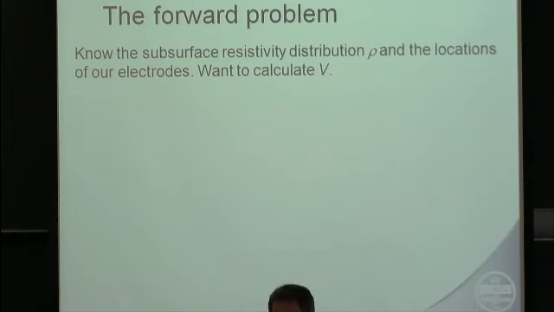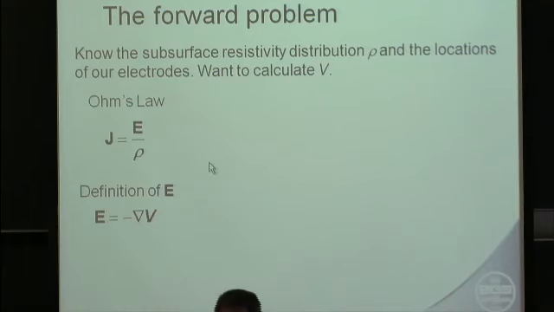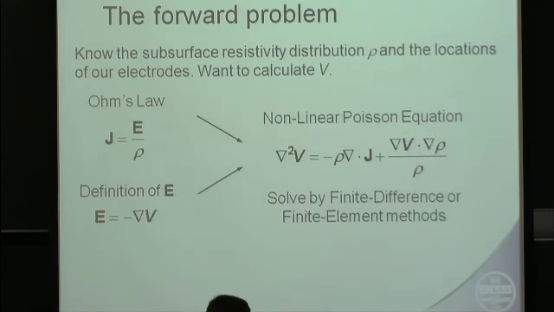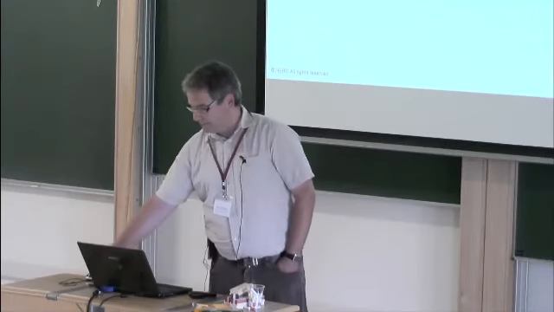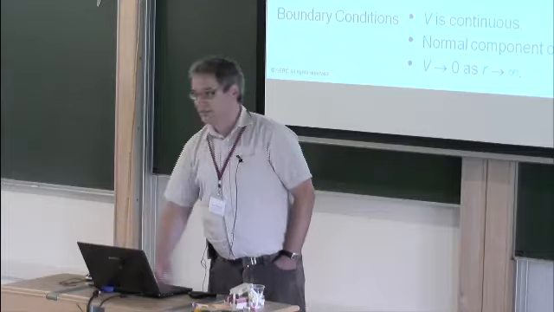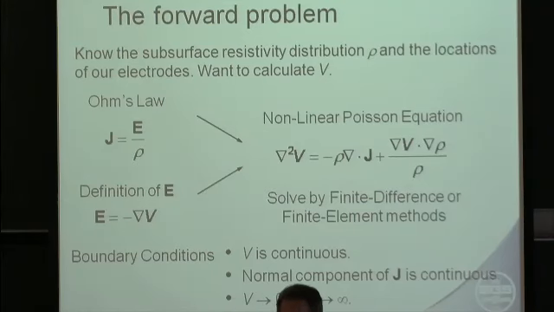Now, to image the subsurface, we need to solve an inverse problem. Of course, the forward problem is easier, so I'll talk about that first. In the forward problem, we know what the subsurface resistivity distribution is, we know where our electrodes are, and we want to calculate the potentials. Well, we just have Ohm's law. We have the definition of the electric field in terms of a potential gradient. Combining these, we get a nonlinear Poisson equation, which for realistic situations we have to solve numerically, typically using finite difference or finite element methods. And of course, you have to solve this with the appropriate boundary conditions. That's continuity of the potential, continuity of the normal component of the current density, and the potential goes to zero at infinity.